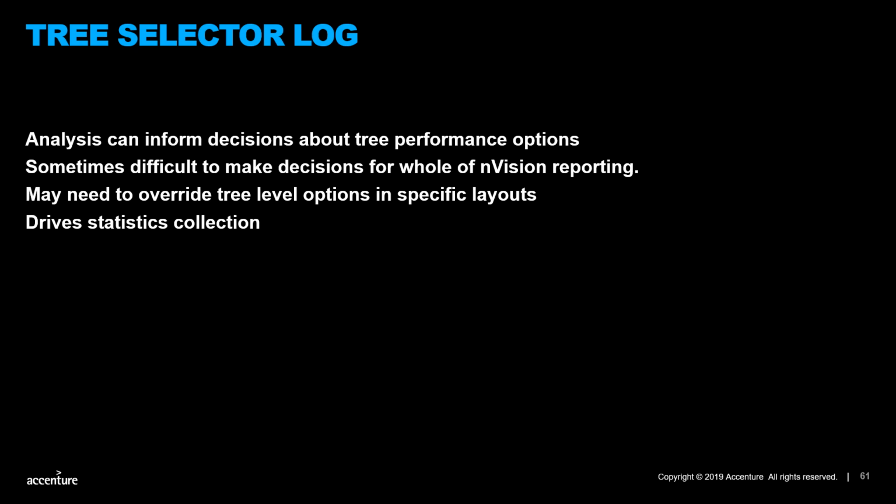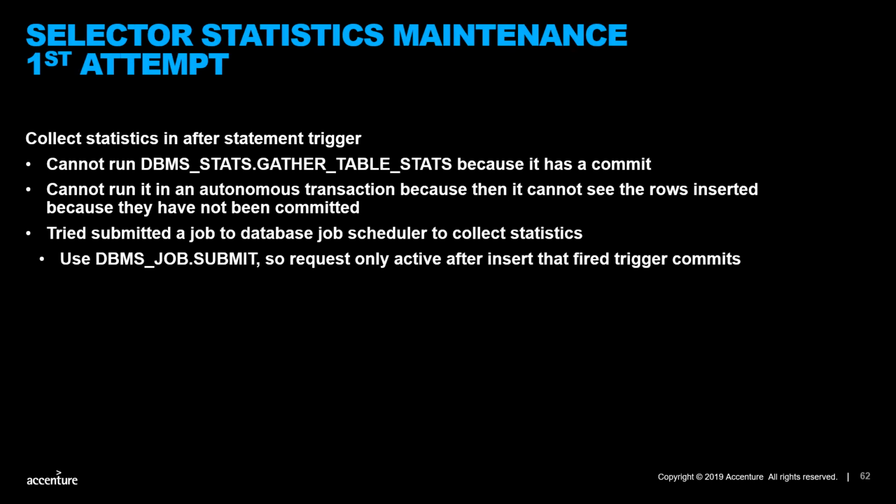The other thing that tree selector logging does is it drives statistics collection on the tree selectors. We realized pretty quickly that you can't collect statistics in a DML trigger because gather table stats includes a commit, and you can't commit in a trigger unless it's an autonomous transaction. And if you try to do it in an autonomous transaction, then you can't see the data that's been inserted that fired the trigger because it's in a different transaction and it hasn't been committed. So you get invalid statistics.